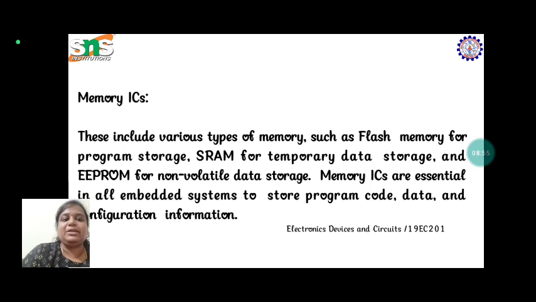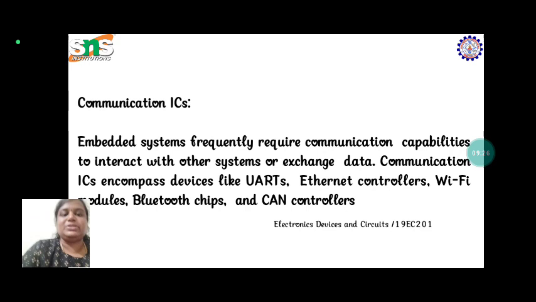Okay, next one is memory ICs. In all cases we have memories, right? These include various types of memory such as flash memory for program storage, SRAM for temporary data storage and EEPROM for non-volatile data. Memory is nothing but a place where we can store data. In that we have different types of memories like SRAM, static random access memory, and we have read only memory. We have all these types of memory. They are used to store data, code and configuration information.